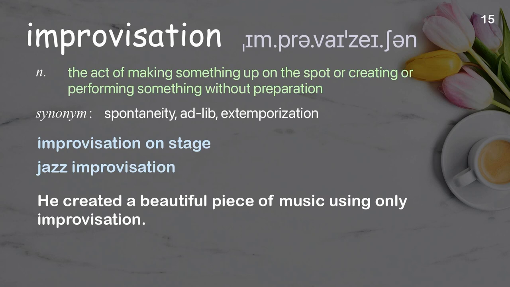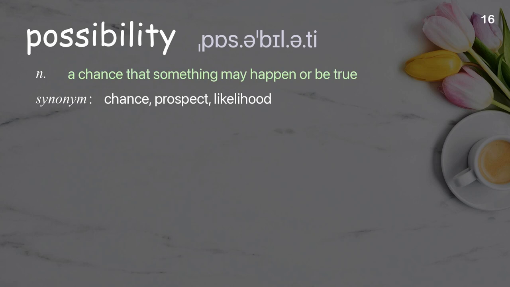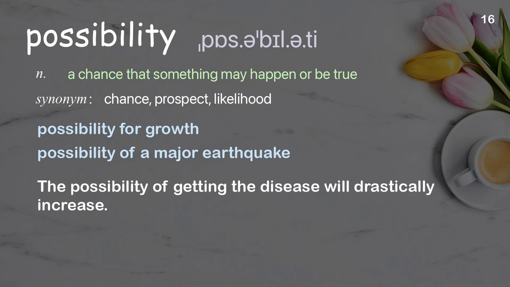Possibility. A chance that something may happen or be true. Examples. Possibility for growth. Possibility of a major earthquake. The possibility of getting the disease will drastically increase.